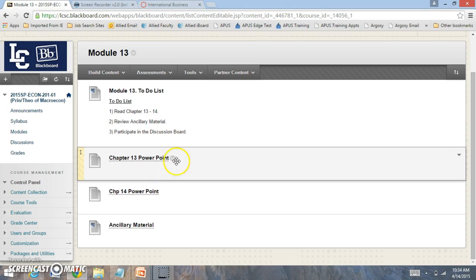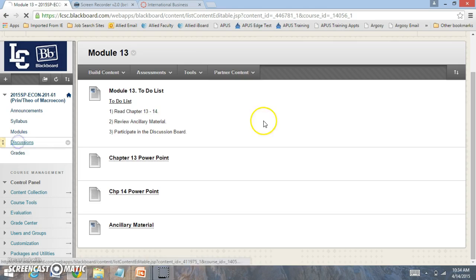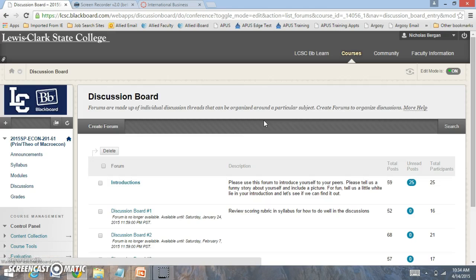In Module 13, you're going to be reading chapters 13 and 14, and you're going to participate in the discussion board. Here are the PowerPoints for chapter 13 and 14. Here's your ancillary materials as well. Right here is the discussions. Let's click on this and let's review the question.